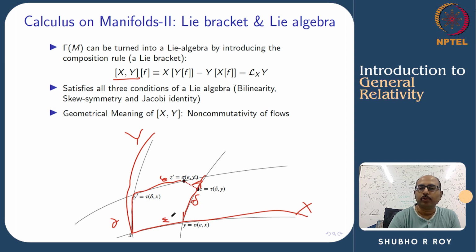So non-commutativity means that if you go in two different ways, in which first you go along x and then you go along y, versus first you go along y and then you go along x, these two points are not going to be the same point. There's going to be a gap between them. Then these two flows are said to be non-commutative. If the Lie bracket is 0 at this point, this separation will not be there.